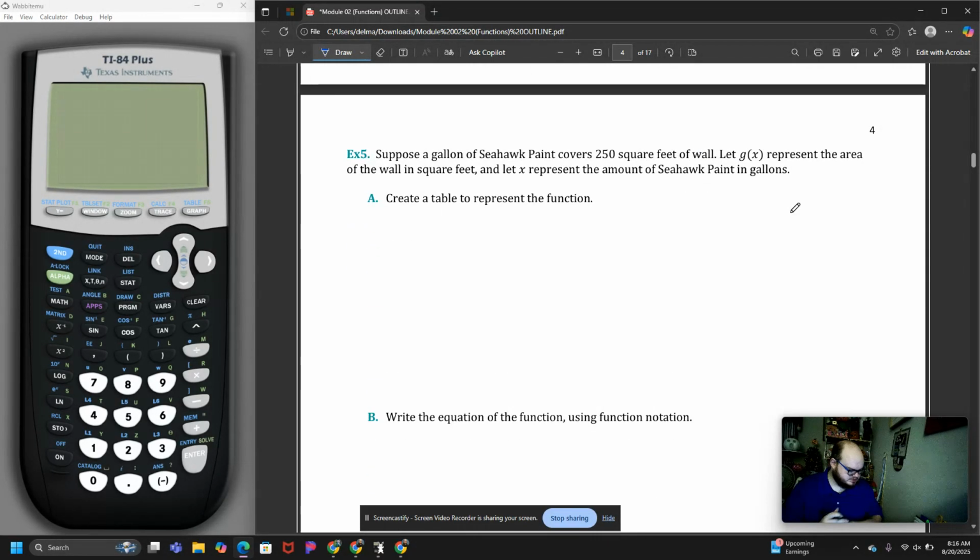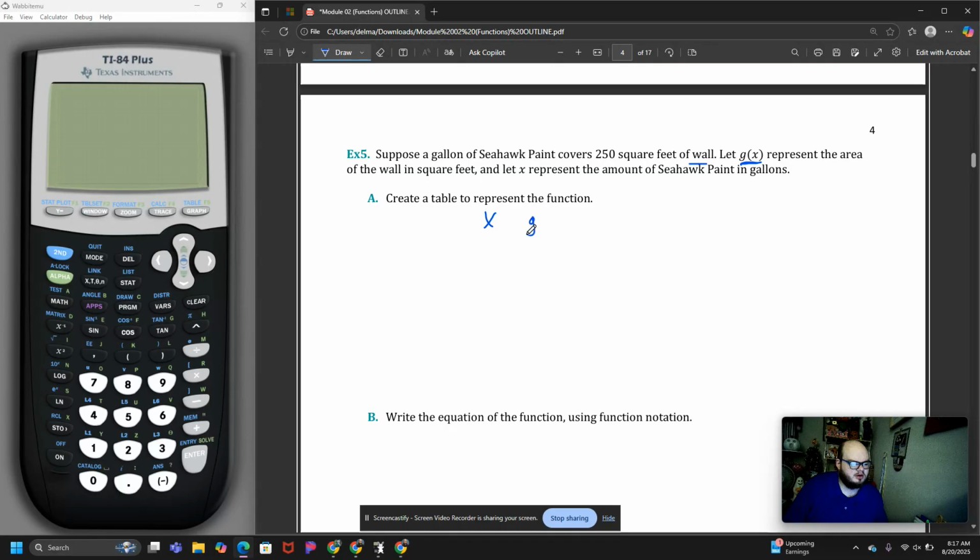Alright, so let's look at example 5 here. Suppose a gallon of Seahawk paint covers 250 square feet of wall. Let g of x, why is it a g this time? Because we're talking about gallons of paint. See, it depends on the situation what letter you're going to use there. Represent the area of the wall in square feet, and let x represent the amount of Seahawk paint in gallons.